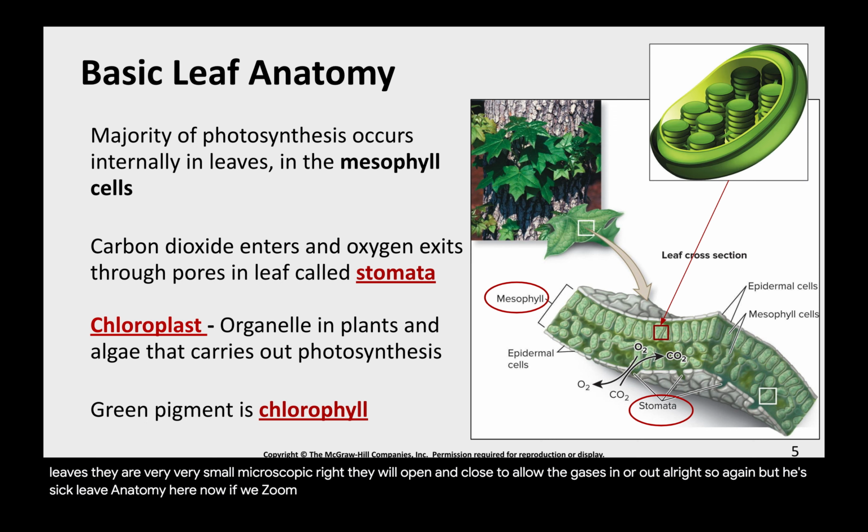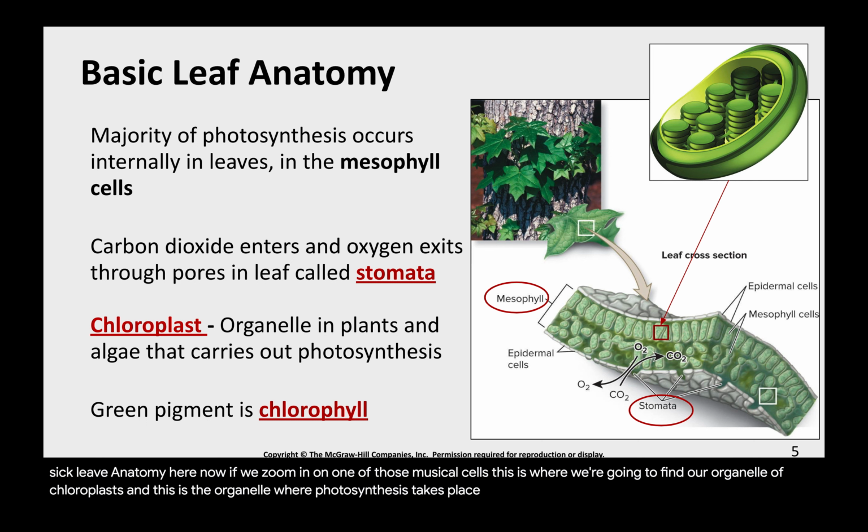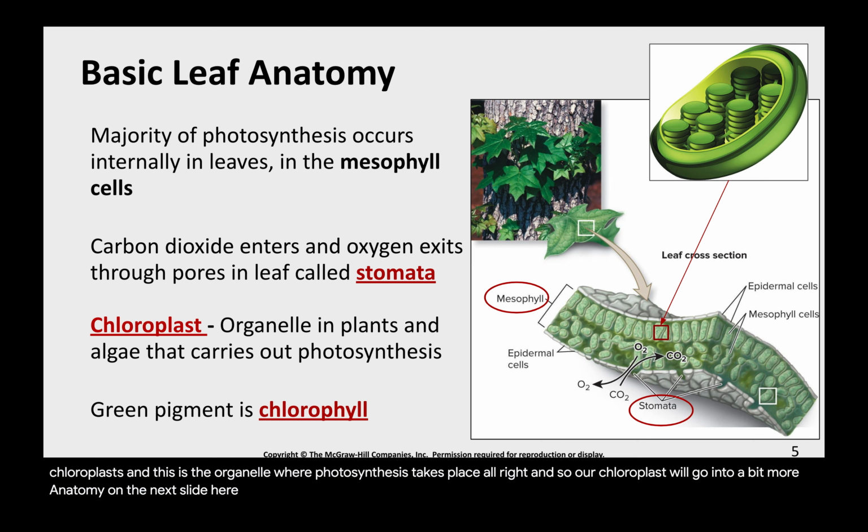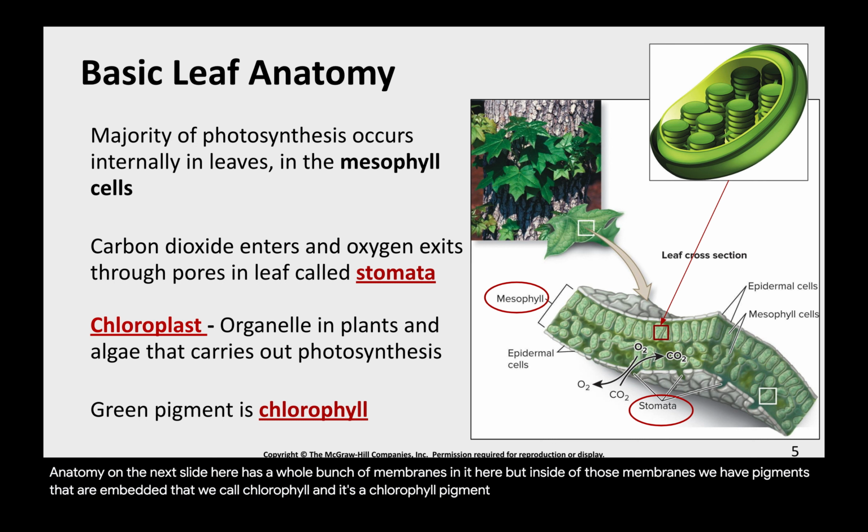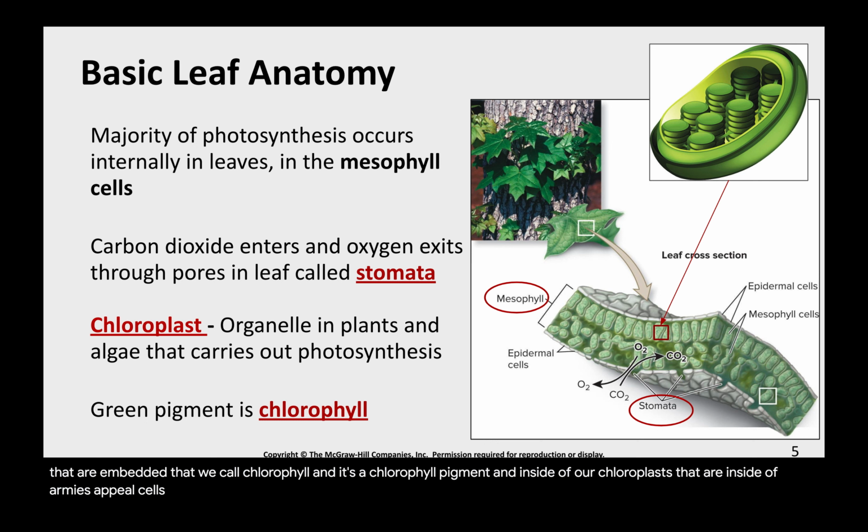Now if we zoom in on one of those mesophyll cells, this is where we're going to find our organelle of chloroplasts. And this is the organelle where photosynthesis takes place. Our chloroplast, we'll go into a bit more anatomy on the next slide, has a whole bunch of membranes in it. But inside of those membranes, we have pigments that are embedded that we call chlorophyll. And it's a chlorophyll pigment inside of our chloroplasts that are inside of our mesophyll cells, and that is what captures our light energy.